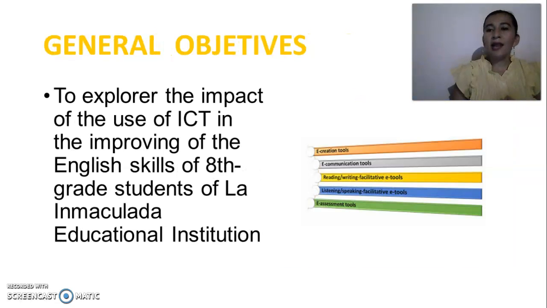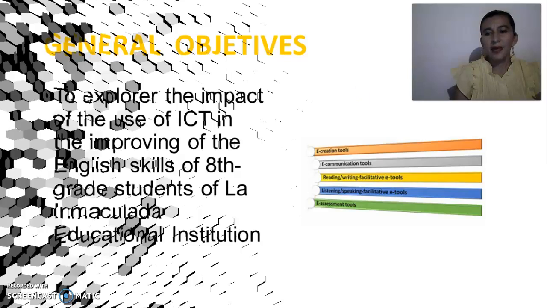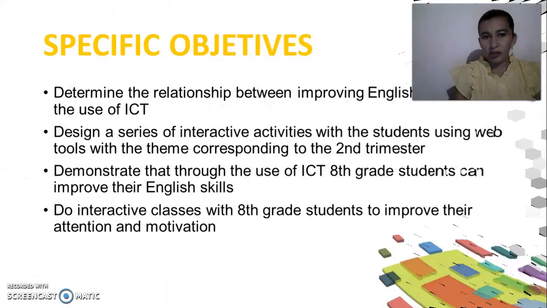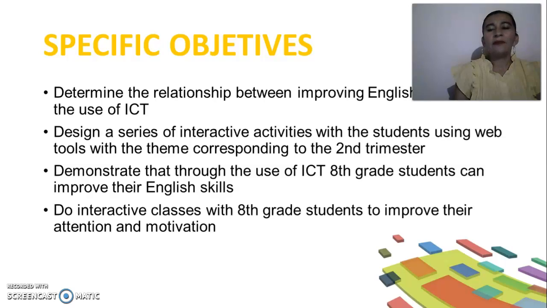The general objective in this project is to explore the impact of the use of ICT in improving the English skills of the 8th grade students of the Immaculada. And the specific objectives are: first, determine the relationship between improving English skills and the use of ICT.